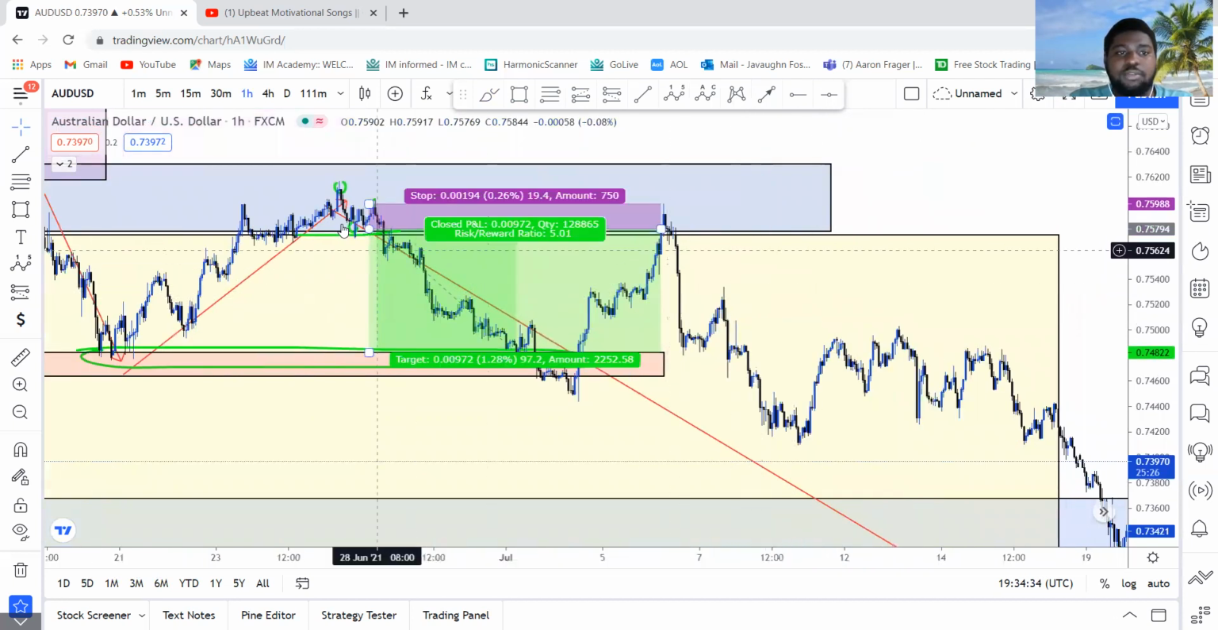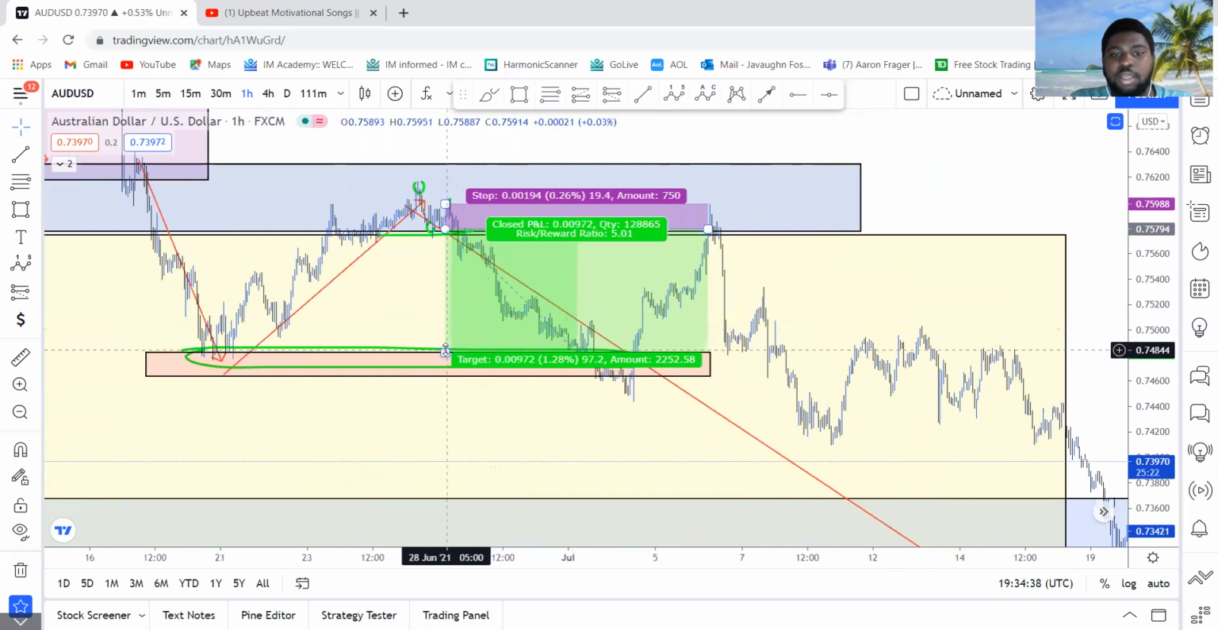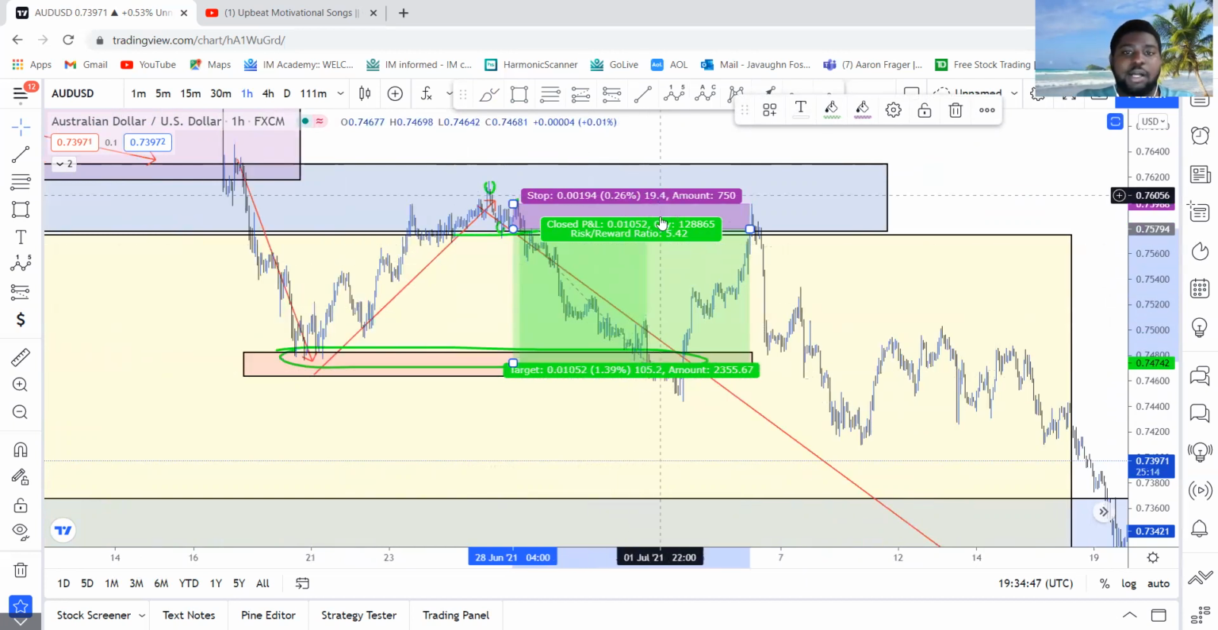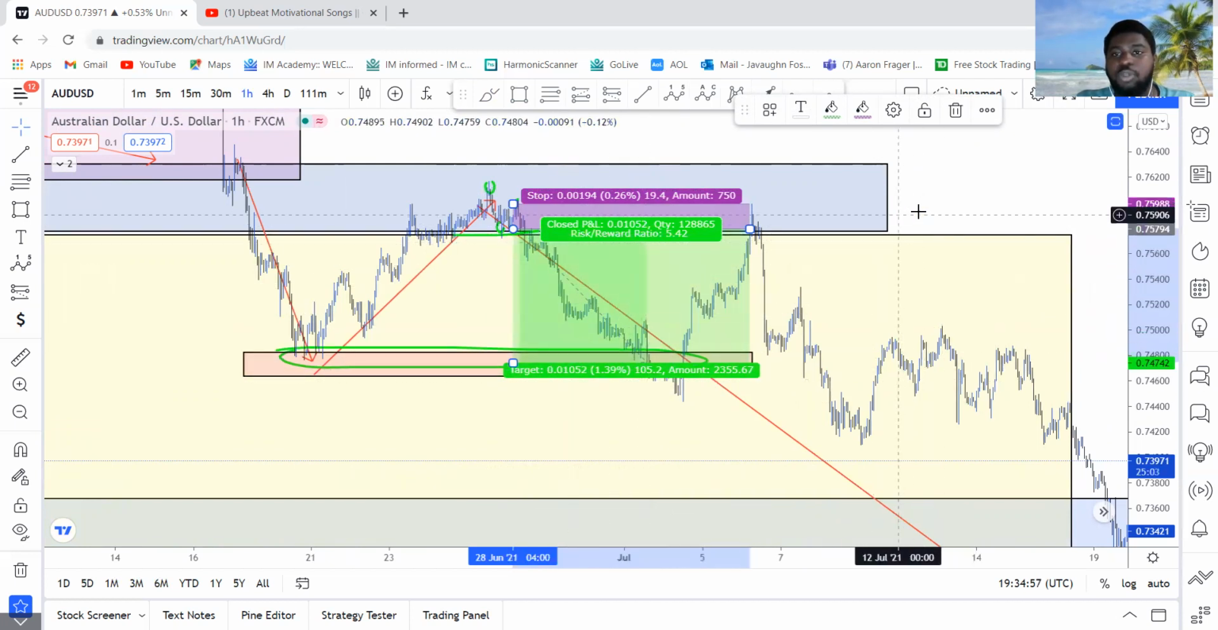So once again, you would have traded this, right? This would have been a 100 pip trade, a 1-to-5 ratio, right? A beautiful risk to reward. So if you risk $19 on this trade, $20 on this trade, you're risking $20 to make 100, right? You're risking 200 to make 1,000. That's a good trade.